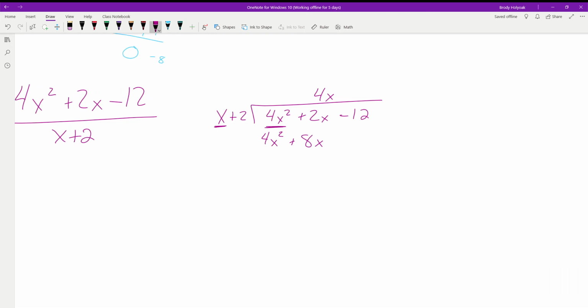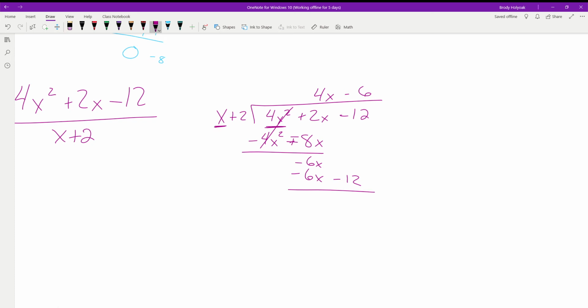Then we're going to subtract this value from it. Those will fall away and cancel. And this we end up with a negative 6x. Then the next step we look at, can this go into this completely? We need negative 6. So we get a negative 6x plus 12. Yeah, negative 12. My apologies.